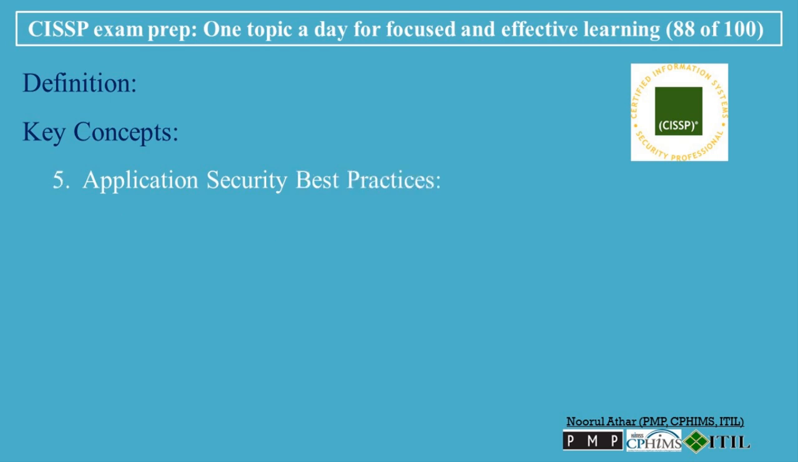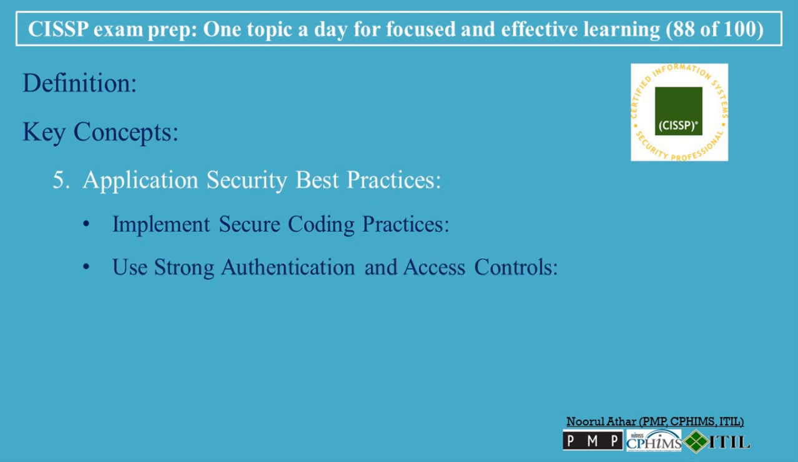5. Application security best practices. To ensure the security of applications, organizations should follow best practices for application security. Implement secure coding practices. Developers should follow secure coding guidelines, such as input validation, output encoding, and proper error handling, to prevent common vulnerabilities like SQL injection and XSS.